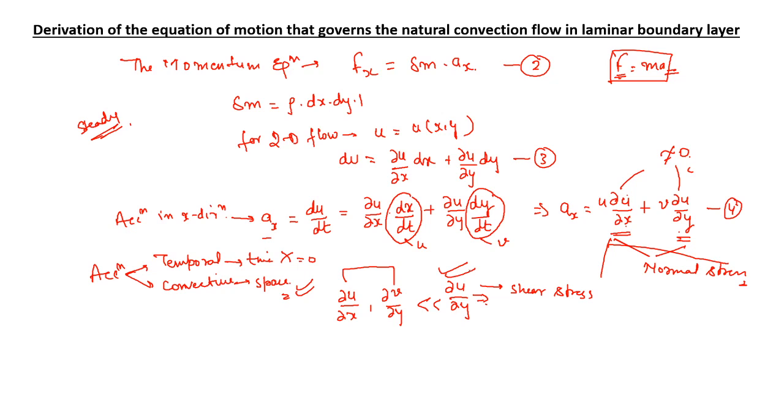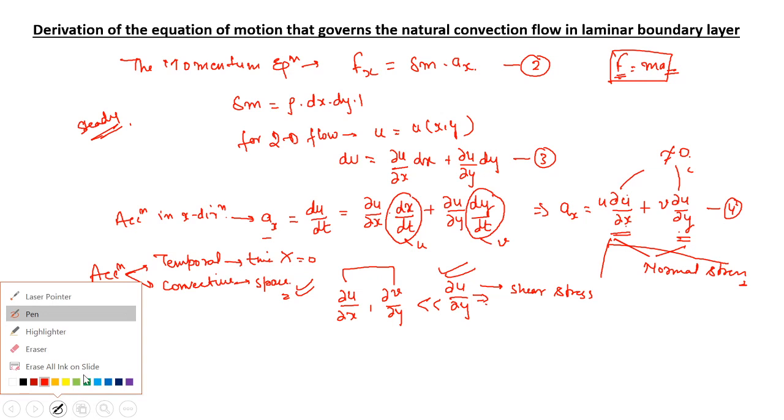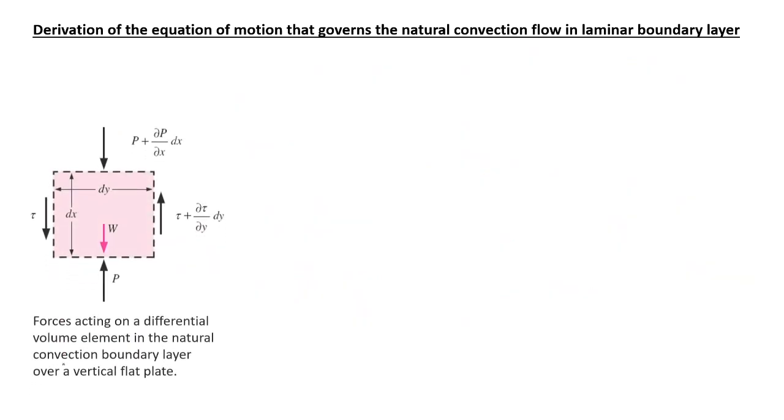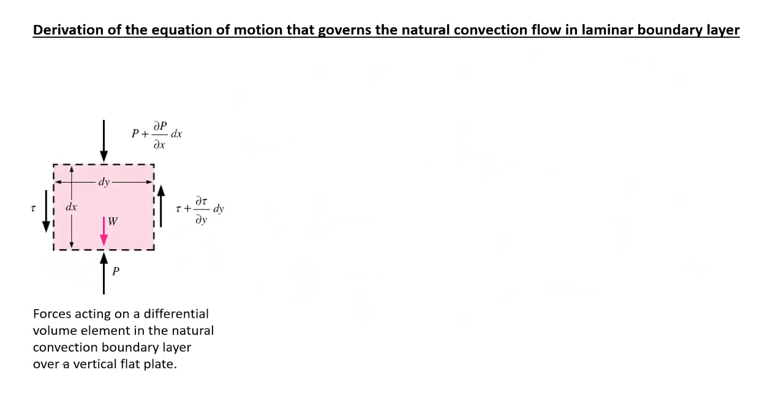So neglecting the normal stresses for simplicity, the surface forces acting on the control volume in the x direction are shown in the figure. See this is the figure. Neglecting all the normal stresses, these are the forces acting on a differential volume element in a natural convection boundary layer over a vertical flat plate. The forces acting on the element are pressure forces in the vertical direction, shear forces on the side surfaces, and the force of gravity on the entire volume element.